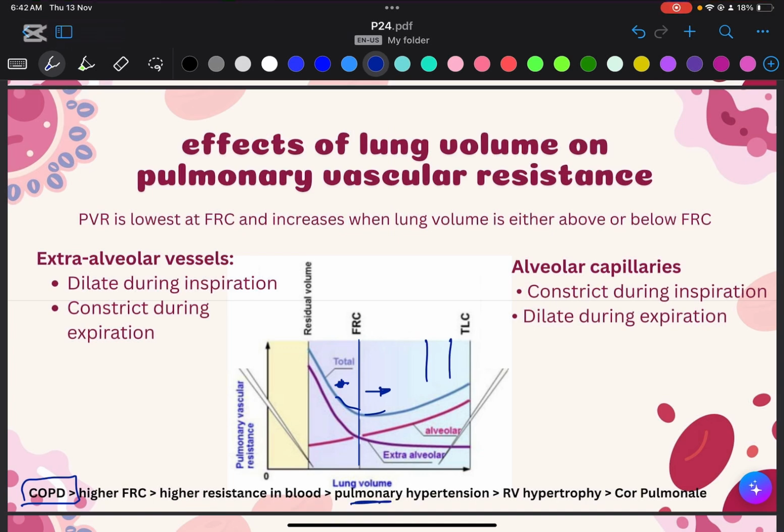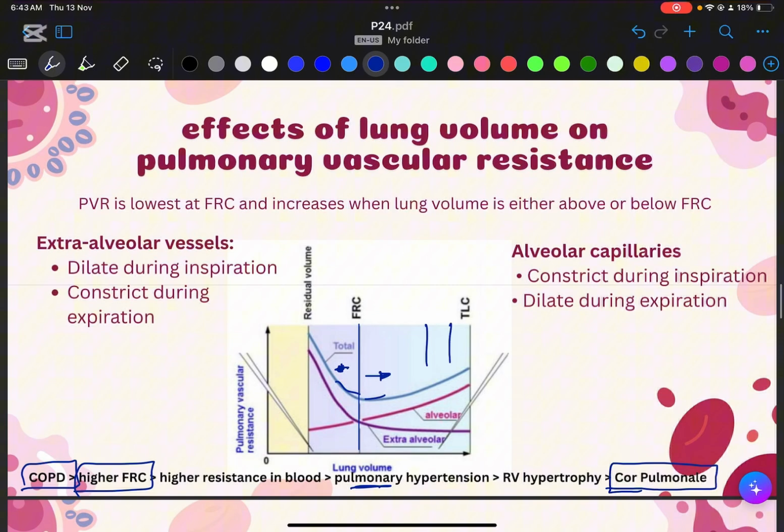And this will induce right ventricle hypertrophy, and then that will make a thing called cor pulmonale. So you'll see in questions, they'll just describe symptoms of cor pulmonale. They'll tell you it's cor pulmonale and ask what's going on here, and you're going to say that the FRC became higher. FRC, cor pulmonale.